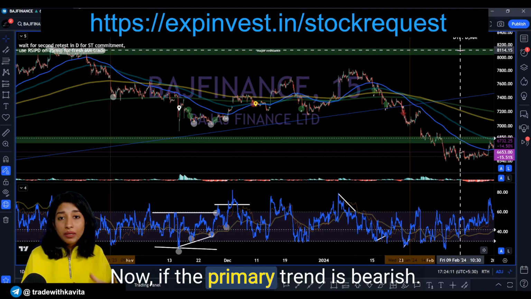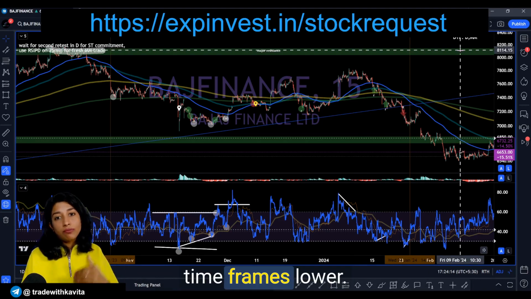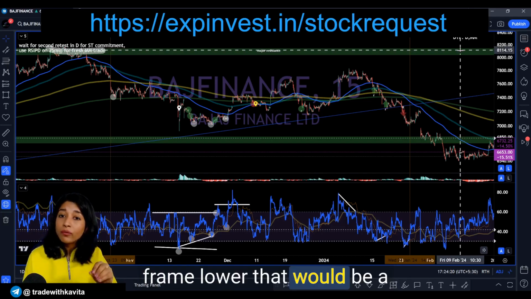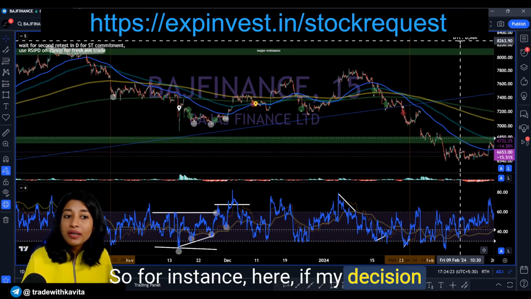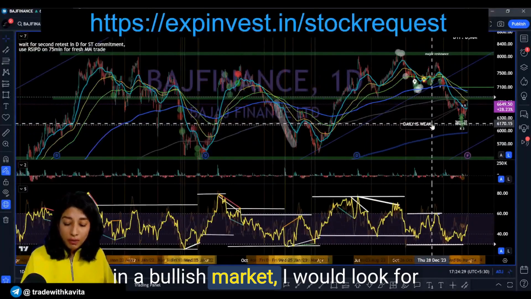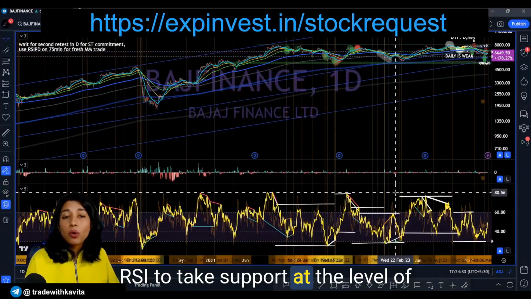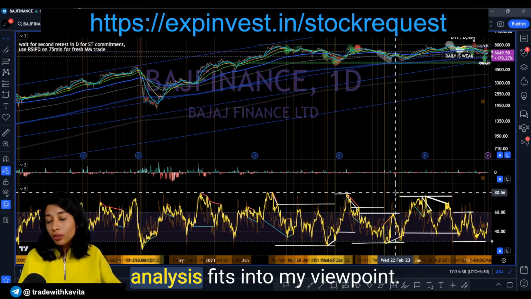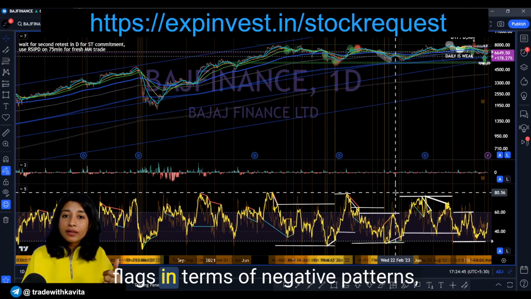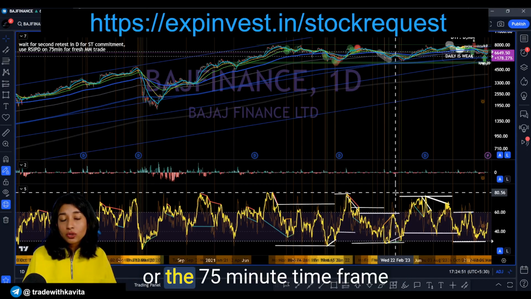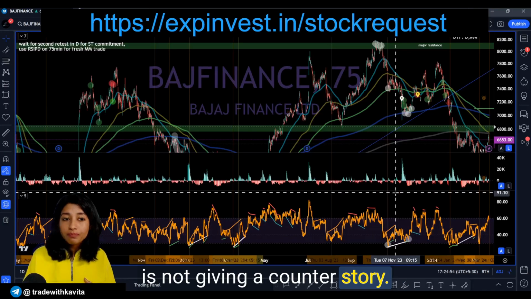Now, if the primary trend is bearish, you need to go 2 time frames lower. If the primary trend is bullish, you can make a decision on the basis of just 1 time frame lower. That would be the decision-making time frame. So for instance, if my decision-making time frame is daily, then in a bullish market, I would look for RSI to take support at the level of 30 first on the daily time frame and then give me a positive divergence. Make sure that the volume analysis fits into my viewpoint, that there are no red flags in terms of bearish patterns, that the weekly time frame doesn't look bearish, or the 75-minute time frame is not giving a counter story, and so on.